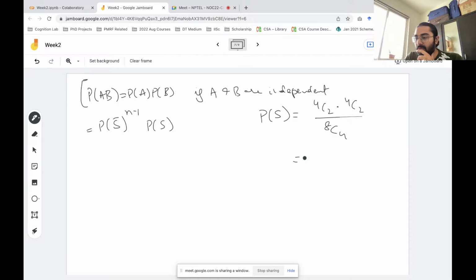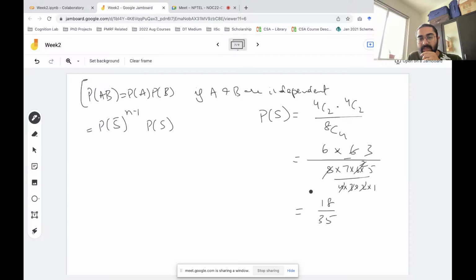Cool. So, what does this come down to? This will be 6 into 6, and this will be 8C4. So, I think 8, 7, 6, 5. Right. So 2, 3, yeah. So it will be 18 by 35. And this is probability of S. Now what's probability of S bar? 1 minus 18 by 35. Is it 17 by 35? Yes. Right. That's it. This is the answer. So 17 by 35 power n minus 1 into 18 by 35.